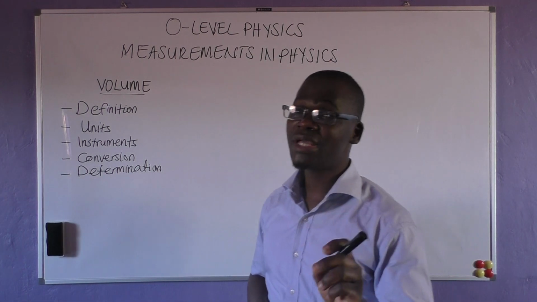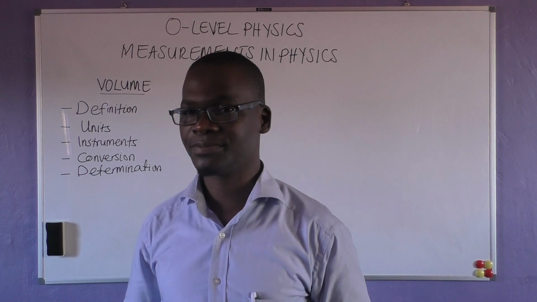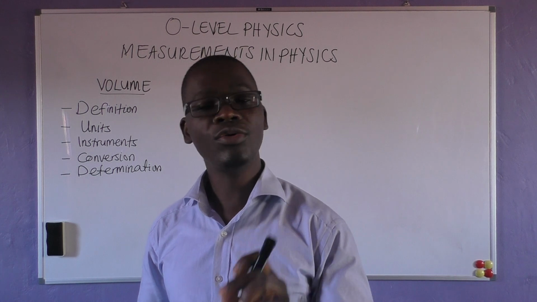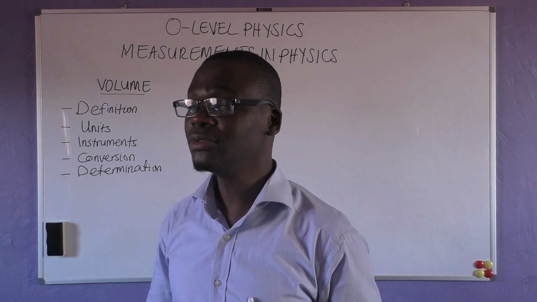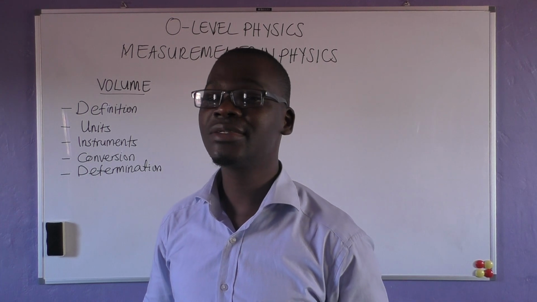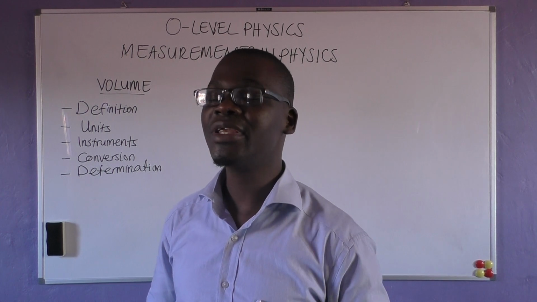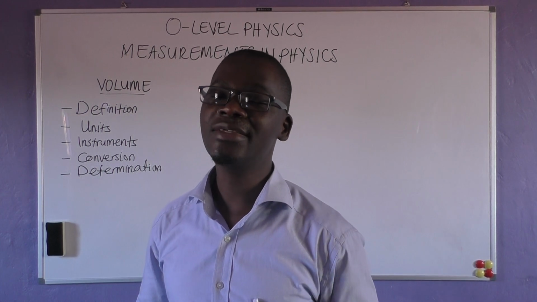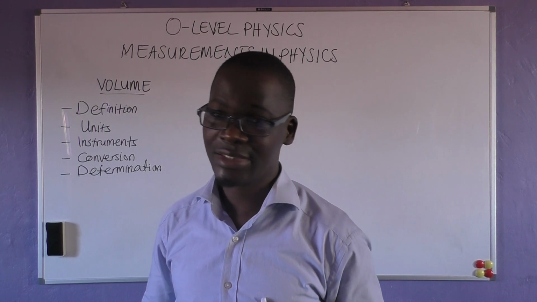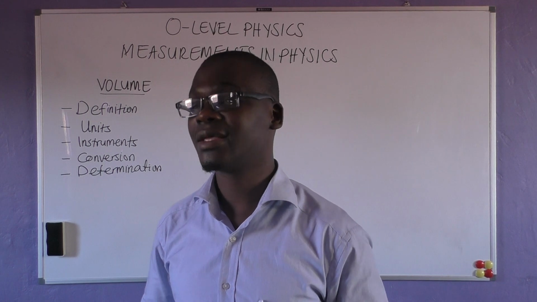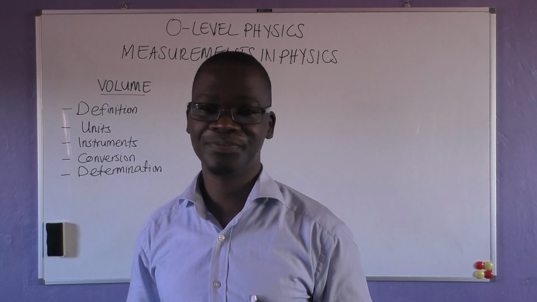Volume is measured in cubic meters as the SI unit. However, we also have other units of volume, which include cubic kilometers, cubic hectometers, cubic decameters, cubic decimeters, cubic centimeters, cubic millimeters, and liters. Among others, those are the commonly used units of volume.